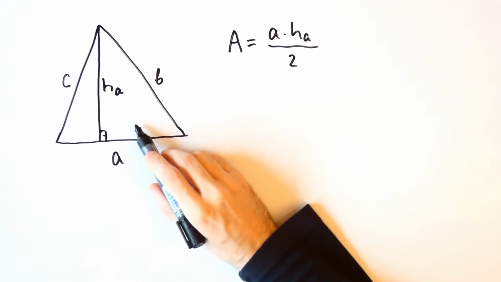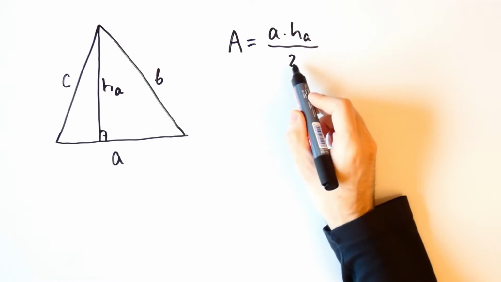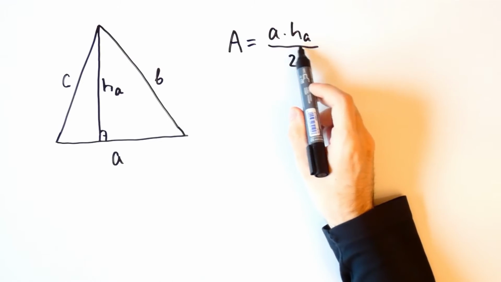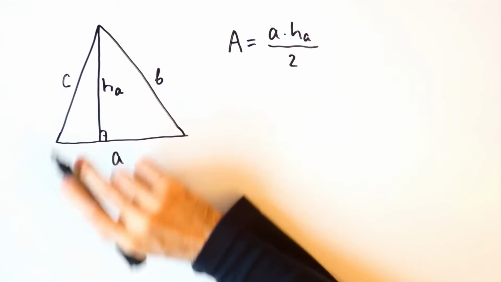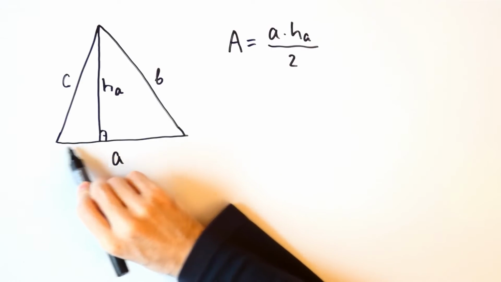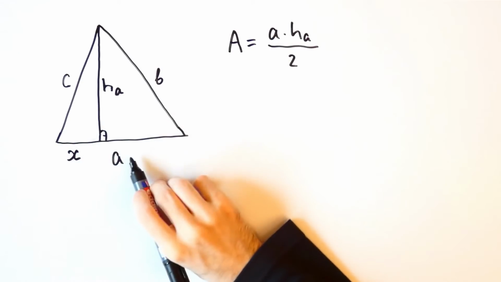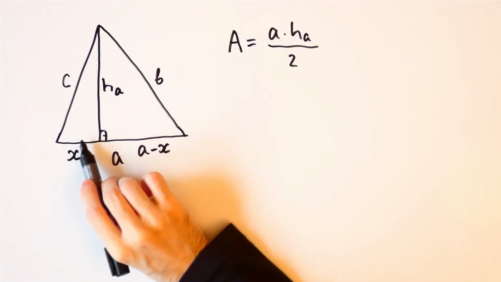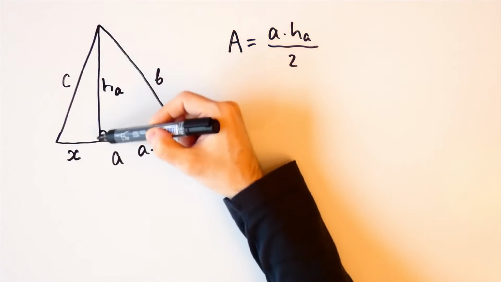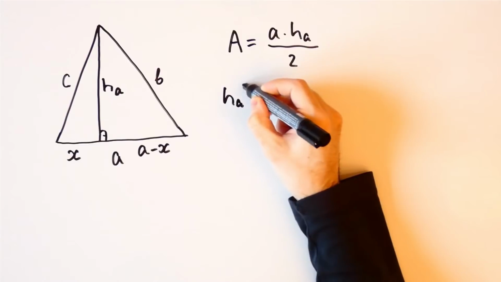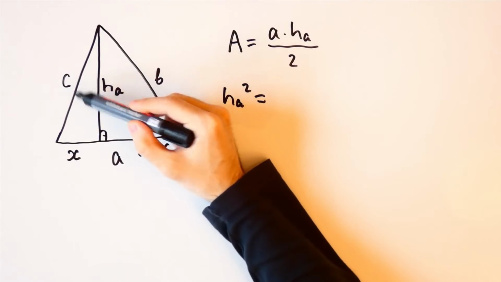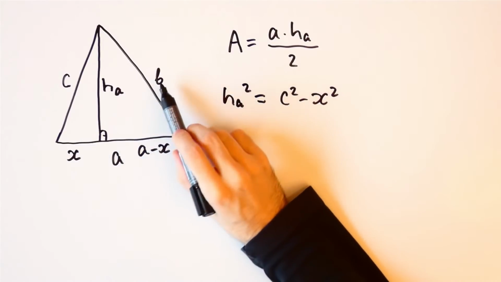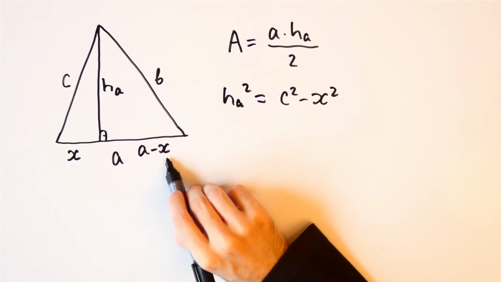The area of this triangle is equal to a times h_a over 2. However, if we only know the sides of a triangle and not the height, then we need to express h_a in terms of a, b and c. And let's denote this length by x. Then this is a minus x. Here we have two right triangles that share this leg h_a. So h_a squared is on the one hand equal to c squared minus x squared, and on the other hand it's equal to b squared minus (a minus x) squared.